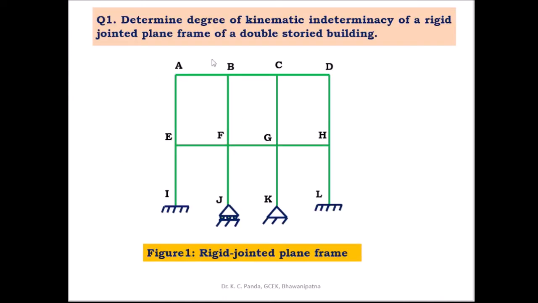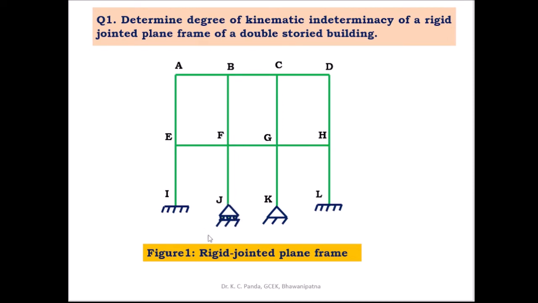At each joint there are 3 independent displacement components, 2 linear and 1 rotational. So 2 linear, 1 horizontal displacement, 1 vertical displacement, and 1 rotational displacement. Similarly here 3 displacements, and so on at each of the free joints.